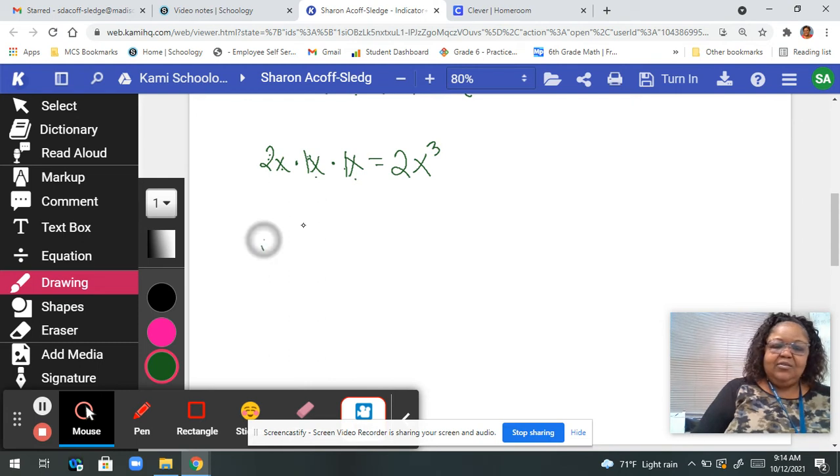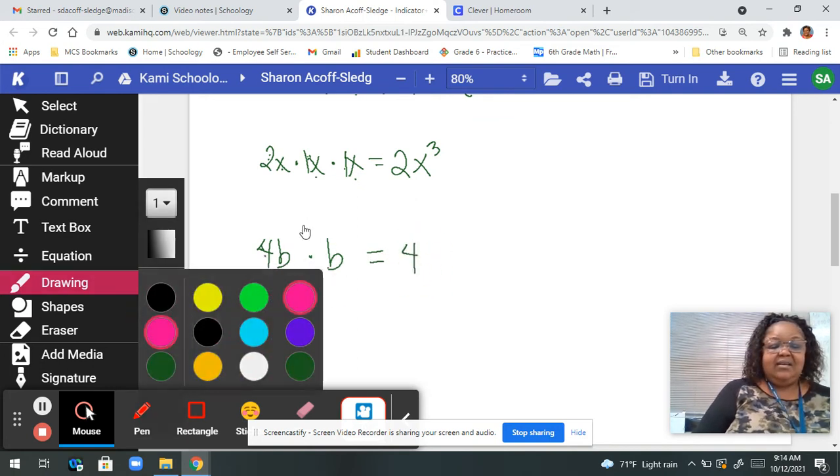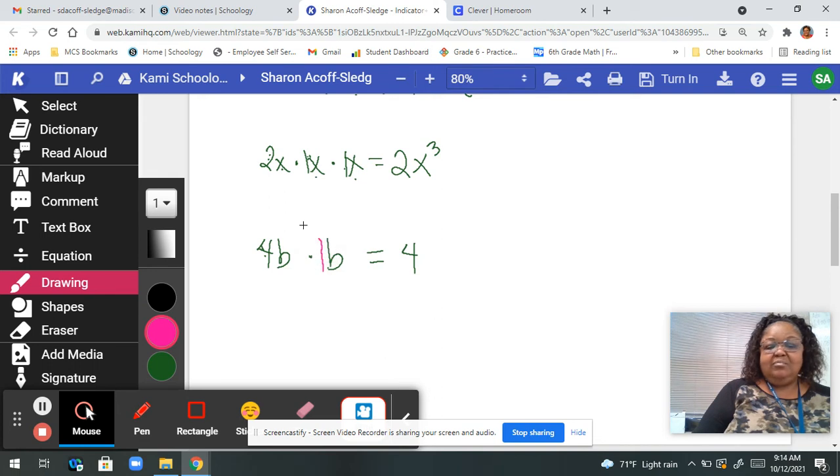So let me do b. 4b times b. Let's make it simple. So 4 times 1 is 4 because I have an imaginary 1 there. And then my b, I have two b's, so that's b to the second power. Okay?